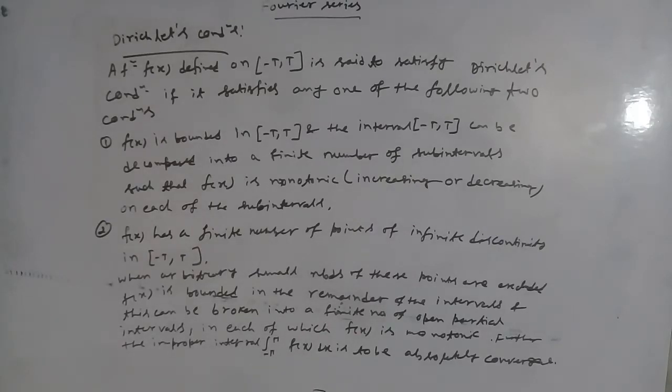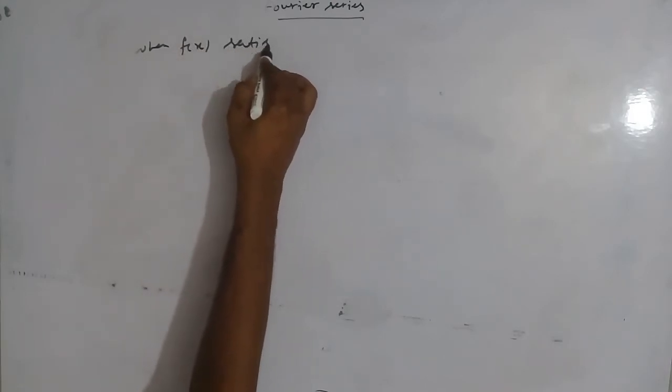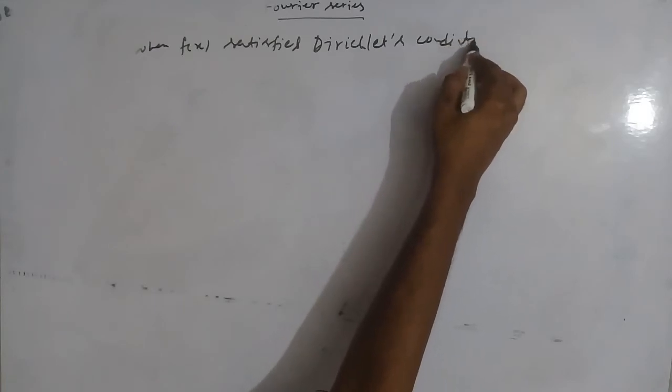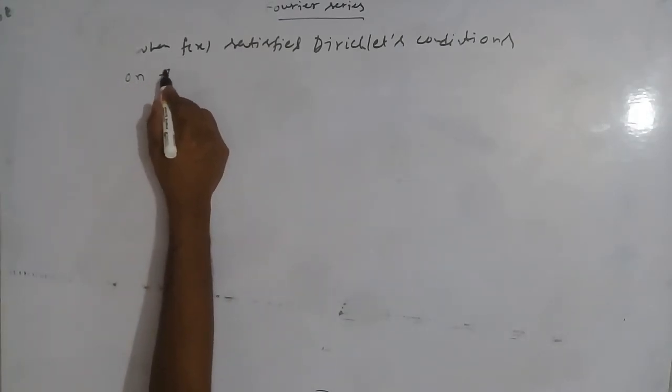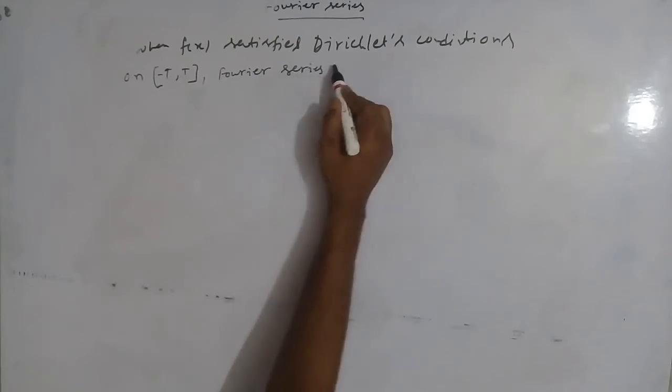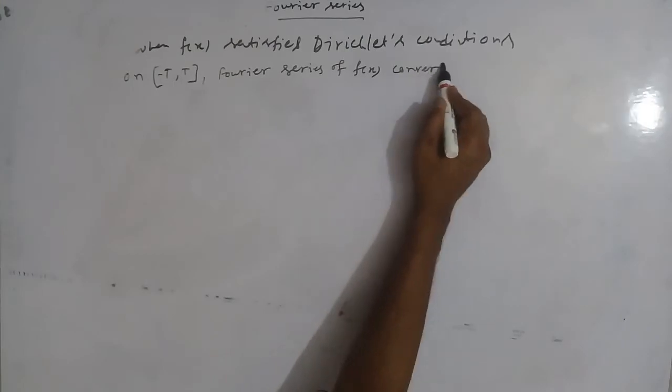Now, okay. First, I remove this. When f of x satisfies Dirichlet's conditions on the closed interval minus t to t, the Fourier series of f of x converges to f of x. Okay.